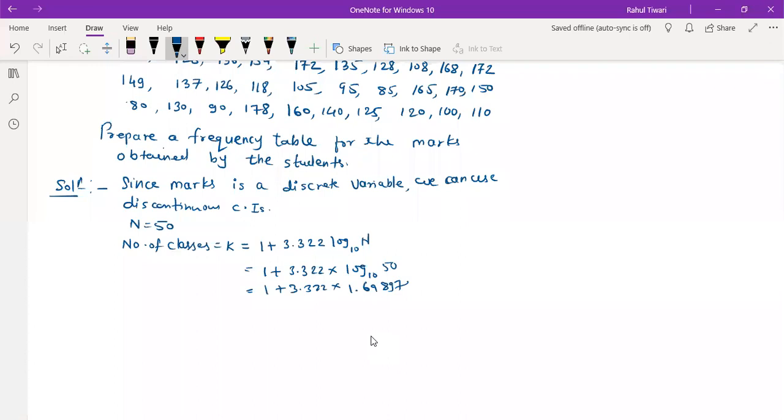1.69897 multiplied with 3.322 and add up with 1. So what answer are you getting? The answer is 6.6439. Everybody getting the same answer? Yes. Whenever it is coming 6.643, you can consider approximate 7.